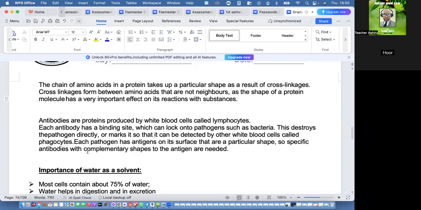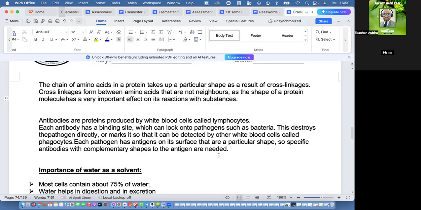And of course, you know what phagocytes are. Phagocytes engulf or eat bacteria, eat pathogens, and digest them. Each pathogen has antigens on its surface that are a particular shape, so specific antibodies with complementary shapes to the antigens are needed. So that's what we call the antigen-antibody complex. We have the enzyme-substrate complex, and we also have the antibody-antigen complex.